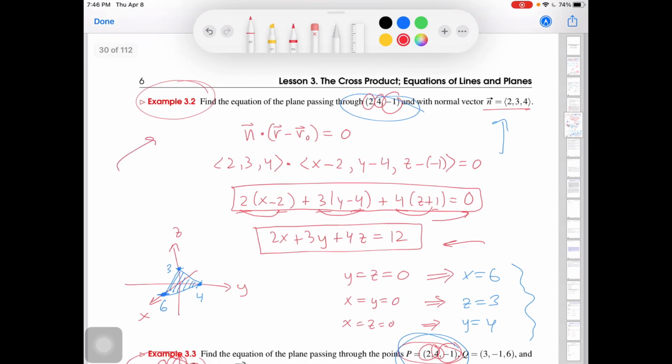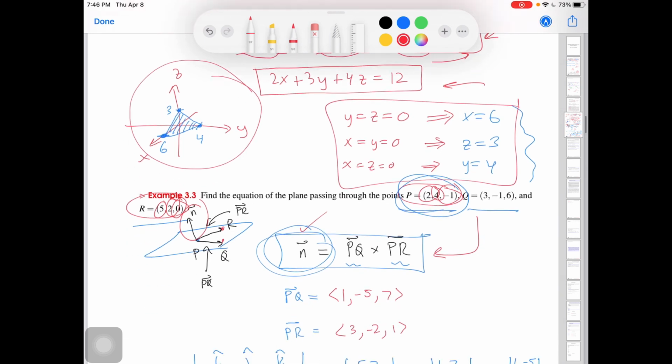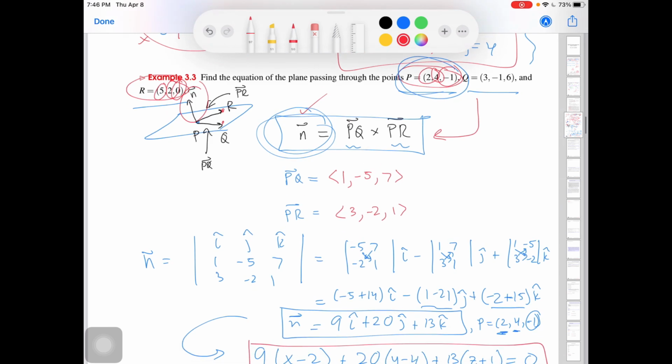The first example was intended to just walk through the simplest case where you're given the normal vector and a point on the plane, and then you just apply the formula. Graphing it, we can use some intercepts to help us get a rough sense of what the plane looks like. As always, technology helps a lot more.